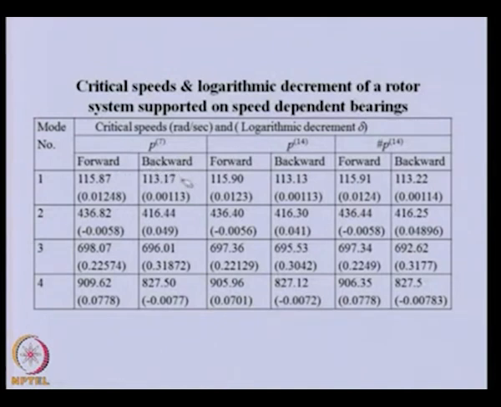So, for 7 elements, 14 elements, and with condensation of some intermediate supports and the angular displacements, you can see that some of the modes are stable, and whenever negative logarithmic decrements are there, those critical speeds are unstable, like this one.